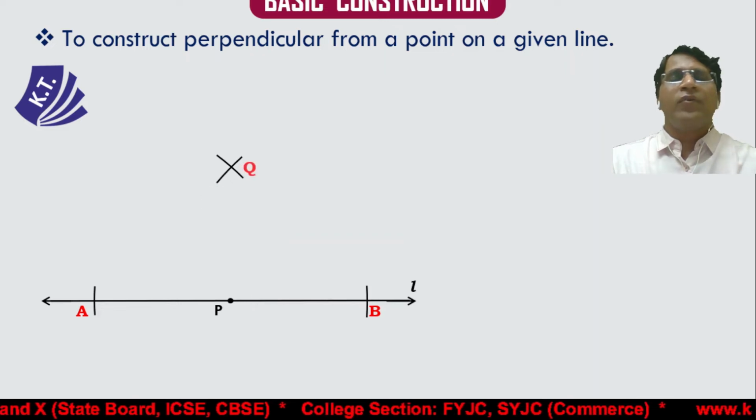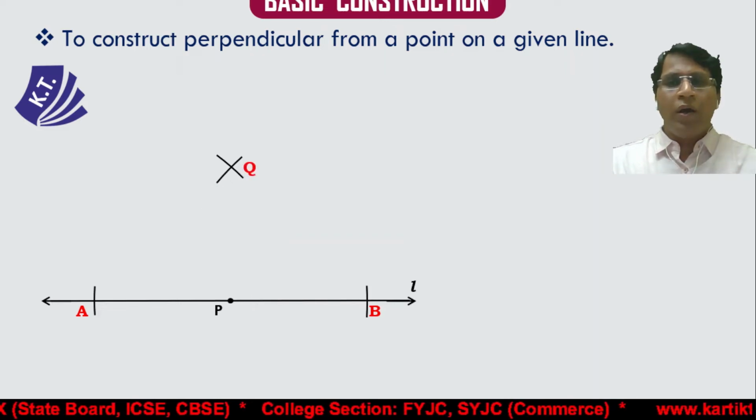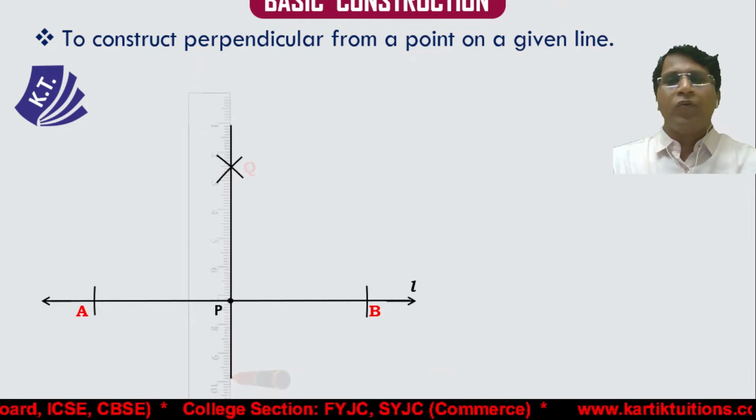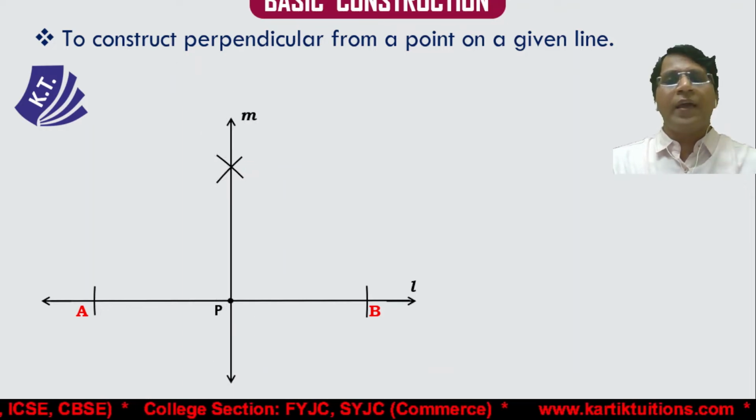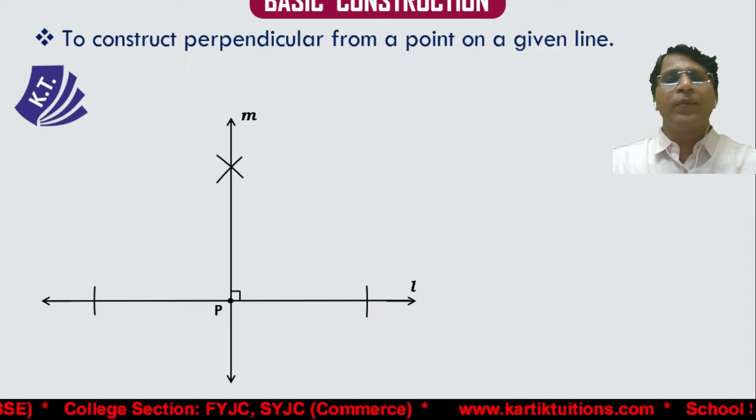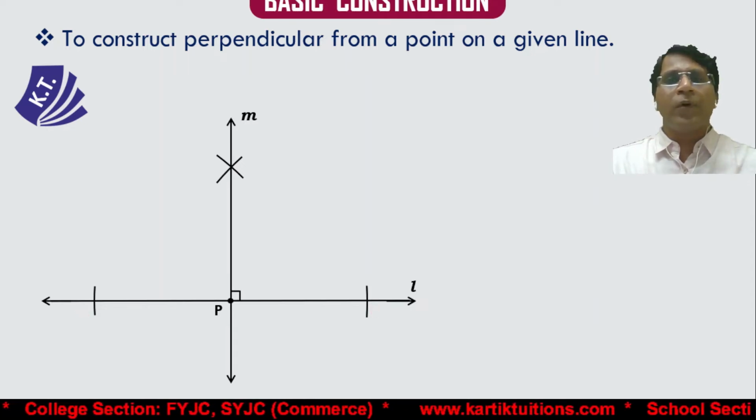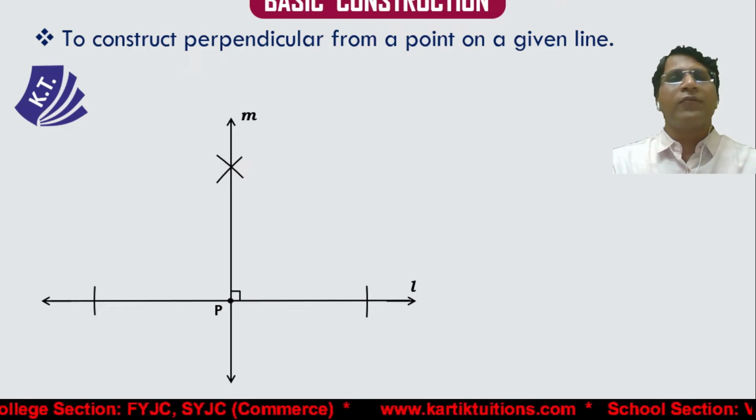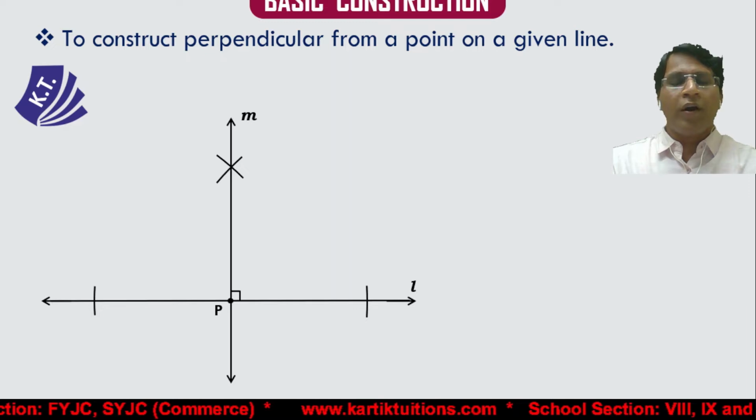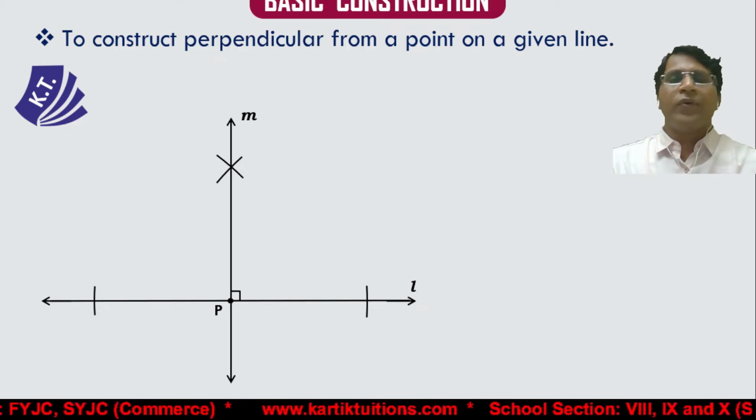After that, with the help of a scale, draw a line passing through the arc intersection and point P. You will observe you have got a line M which is perpendicular to line L passing through point P. So in other words, we have drawn a perpendicular from a point on a given line L. Now this concept will be used to draw a tangent to a circle with the help of the center.